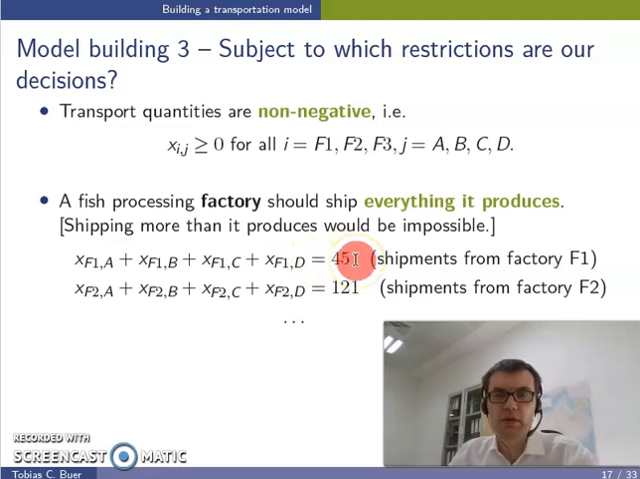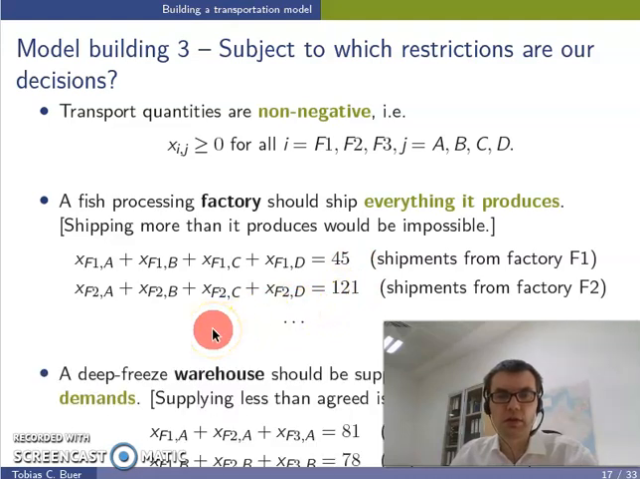We can guarantee with these constraints that every factory ships exactly what it produces, but we cannot guarantee, as I showed you, that every customer receives exactly what the customer demands. Therefore, we need another set of constraints. We have to model that a deep freeze warehouse, our customer, should be supplied with everything it demands. Everything means we do not want to supply less than the demand, but we also do not want to supply more than the demand.